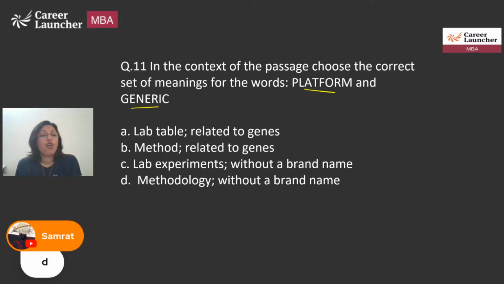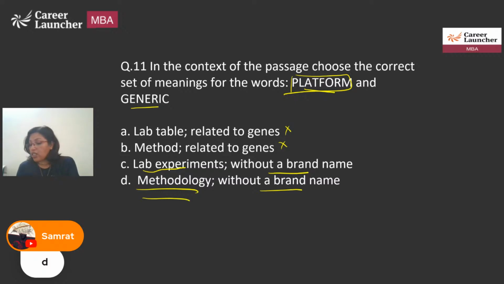All right, so generic, of course, we know means what? Generic means something that is generally there for everyone, or it is without a brand name. So, therefore, I have two options that I can consider, option number C and option number D. Both say without a brand name. So, what is the meaning of platform? That's all I need to know. Is it a lab experiment or is it a methodology? So, correct answer, Shashwat says C, Samrat says D, Maria says, I'm waiting for your answers. Huh? Maria says C.